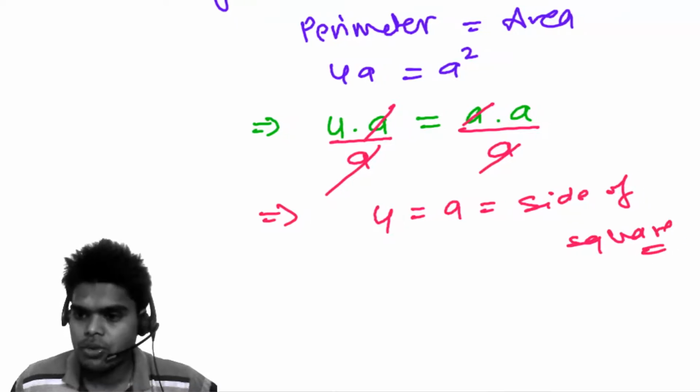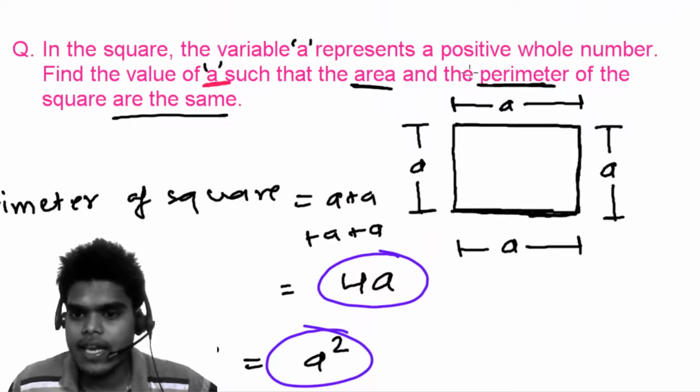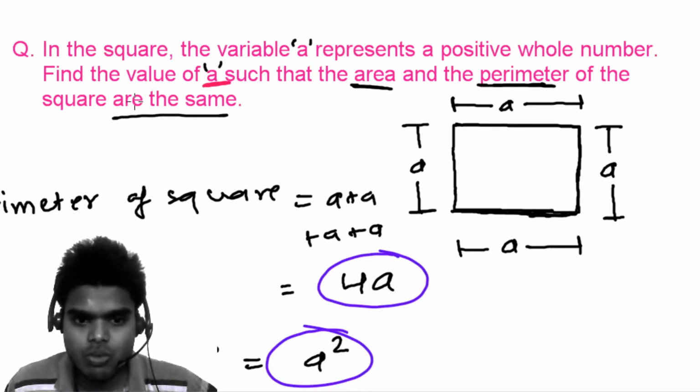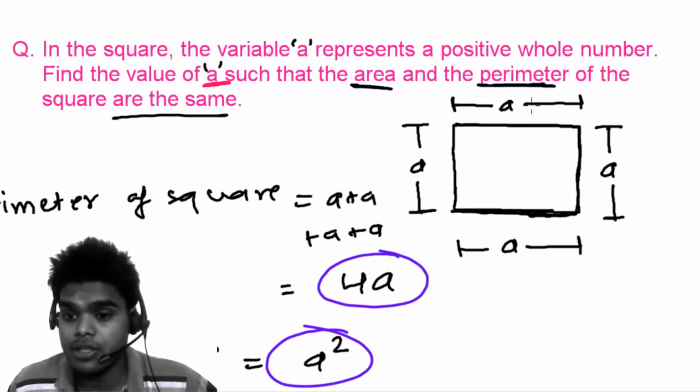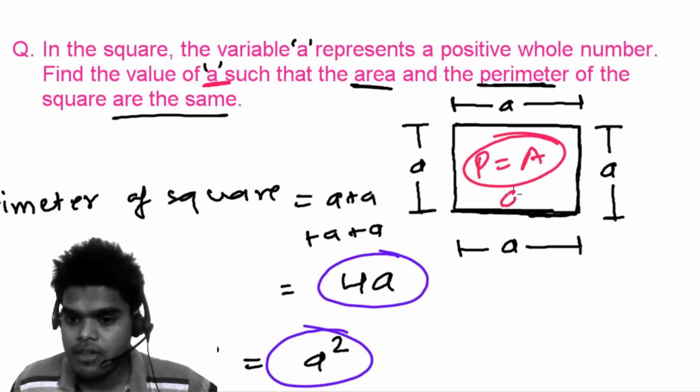The question was asking, find the value of a such that the area and the perimeter of the square are the same. So here perimeter equals area if the side a is 4.